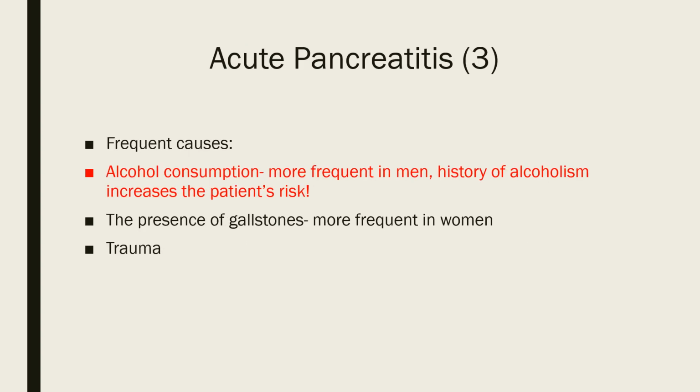So ladies and gentlemen, listen up for me. Some of the causes of acute pancreatitis is alcohol consumption. Ladies and gentlemen, please pay attention. Alcohol consumption is more frequent in men. There will be a history of alcoholism, and this will increase the patient's risk for acute pancreatitis. Something for women that will contribute to acute pancreatitis is the presence of gallstones. But for men, it is history of alcoholism and alcohol consumption. And then, of course, trauma. Trauma will contribute to acute pancreatitis.